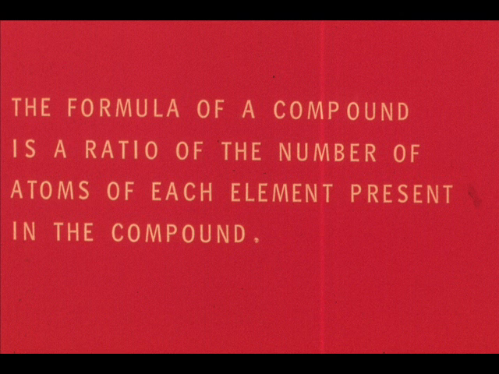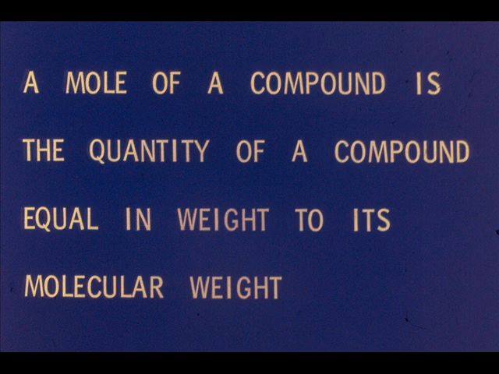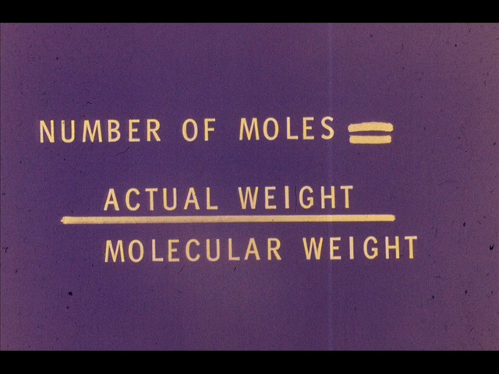The formula of a compound is a ratio of the number of atoms of each element present in the compound. The molecular weight of a compound is the weight of one molecule of the compound as indicated in the molecular formula. A mole of a compound is the quantity of a compound equal in weight to its molecular weight. The number of moles in a compound is equal to the actual weight of the compound divided by the molecular weight.